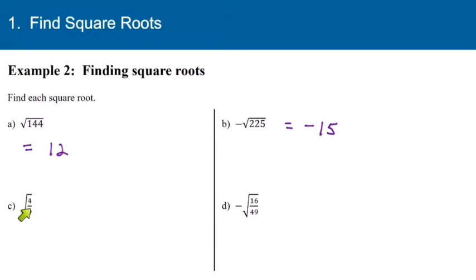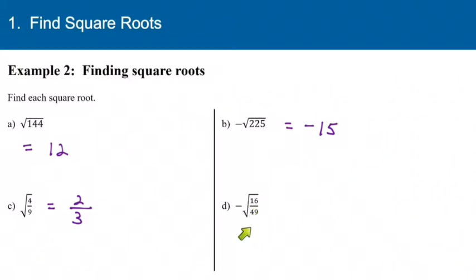Now both of these numbers are perfect squares, so 4 is 2 times 2, and 9 is 3 times 3. And so the square root of 4 over 9 is going to be 2 over 3. Because think about it, 2 times itself would be 4, and 3 times itself would be 9.